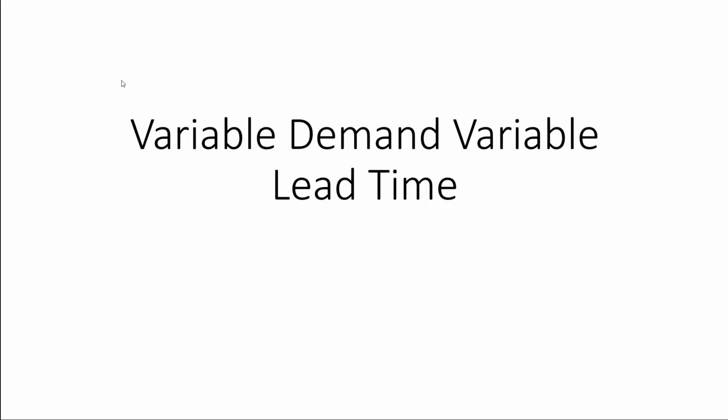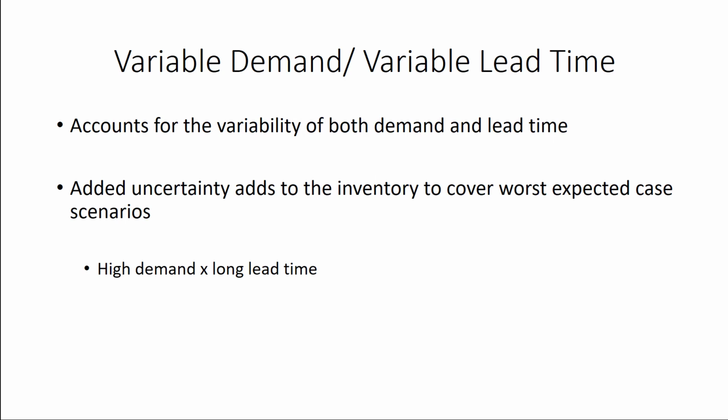For our next part of reordering, we're going to increase the complexity of our model a little bit, and we're going to have variable demand and variable lead time. So when we have the variability on both demand and lead time, that increases the unknown, increases the uncertainty, and therefore we must increase our reorder point. So it reaches out to cover some of the worst case scenarios, high demand and long lead time.